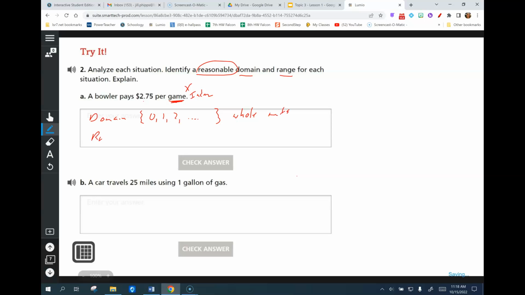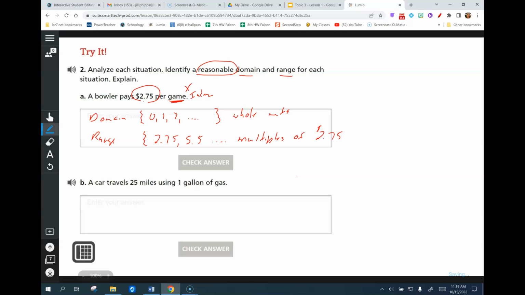Now, the range can be money. And it's going to be a multiple of $2.75 because you're going to have to pay one for each game. So $2.75, and then whatever $2.75 is, I'll do it. $5.50. And they're all going to be multiples of $2.75. Okay? We're not going to write them all out.